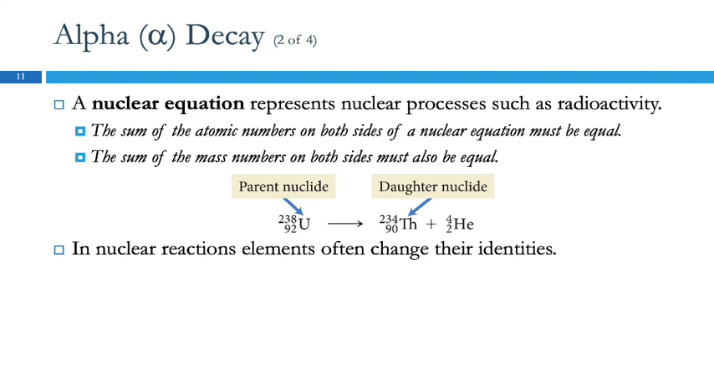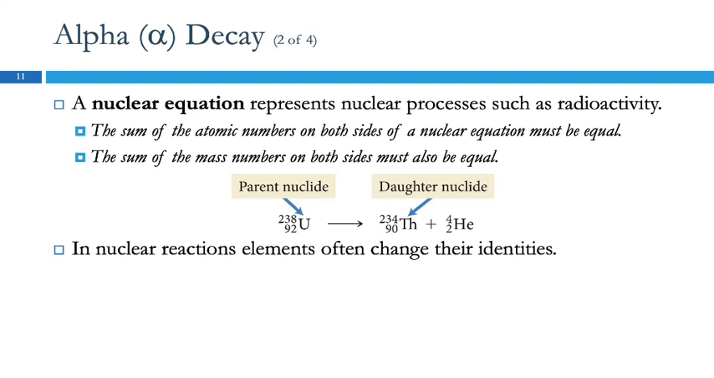So we're looking at the mass number. Here we've got 238, and over here we have 234 plus 4, which equals 238, right? The number of protons, the atomic number is 92. Here we have 90 plus 2. So that's what we're most interested in, is mass number and atomic numbers balancing.